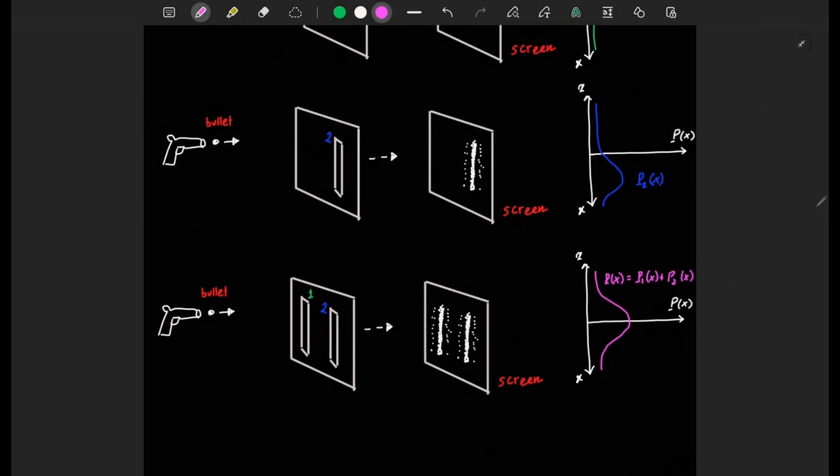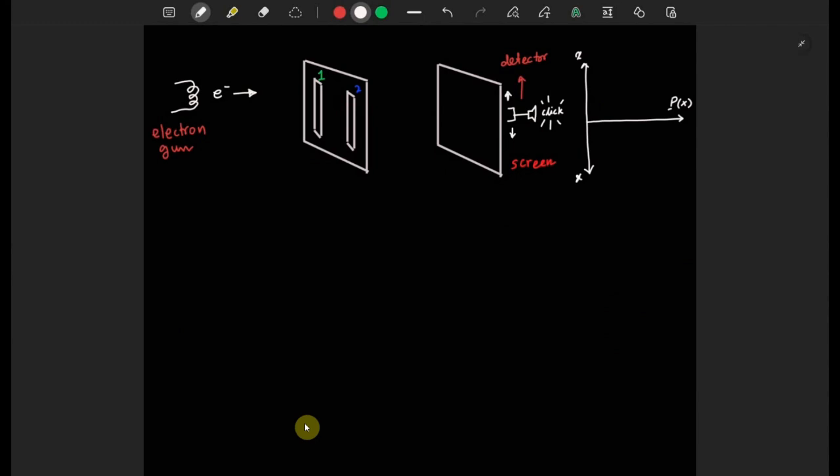And from elementary knowledge of probability and statistics, well, this is not very surprising. Essentially what you have here is that the probability distribution of bullets is going to be the average of the slit 1 and slit 2 distributions. Okay, so far so good. Everything classical, everything makes sense, everything intuitive. So now the weirdness of quantum mechanics comes in when you replace the conventional gun with an electron gun, which essentially fires electrons at this double slit.